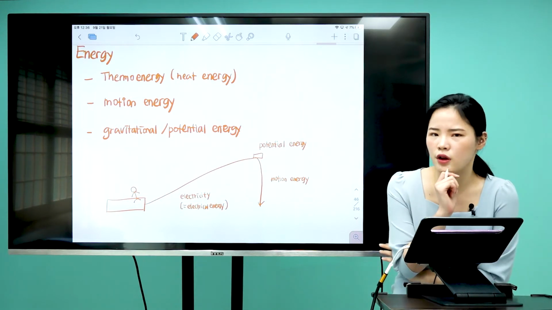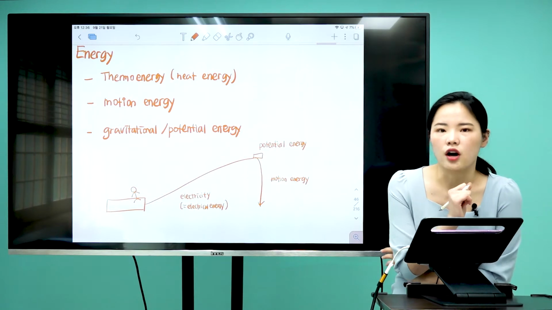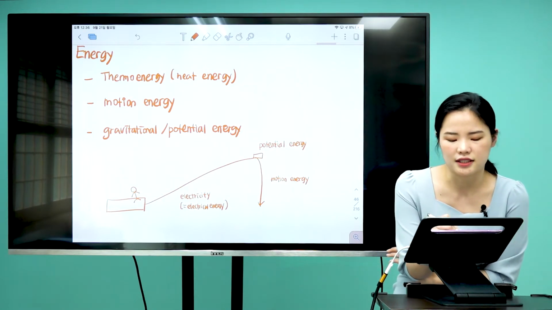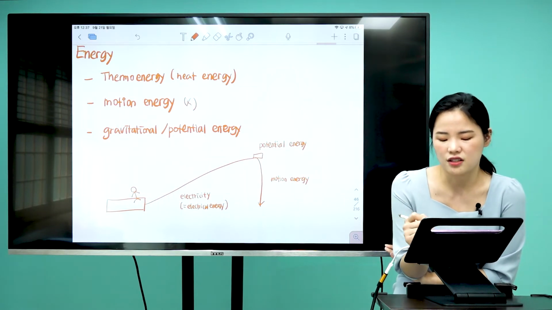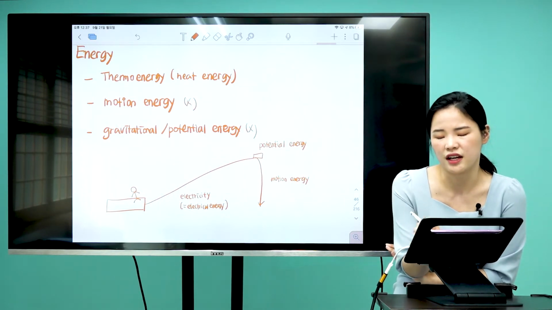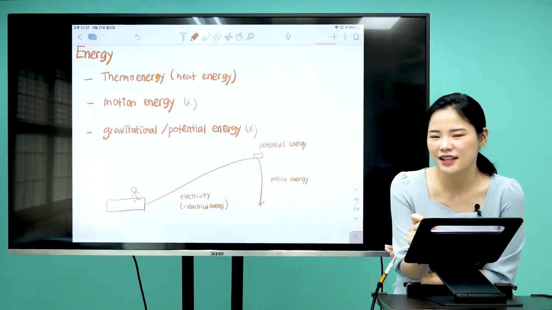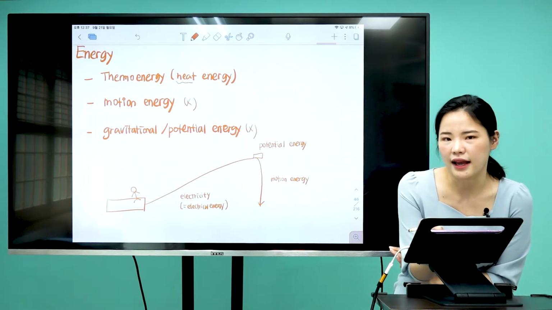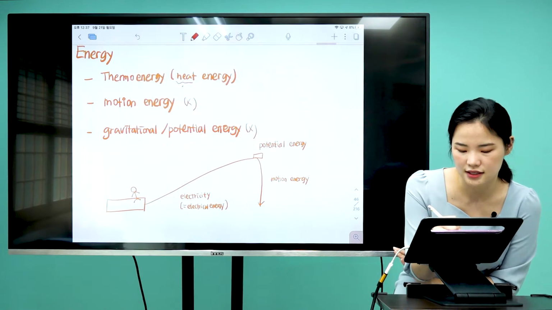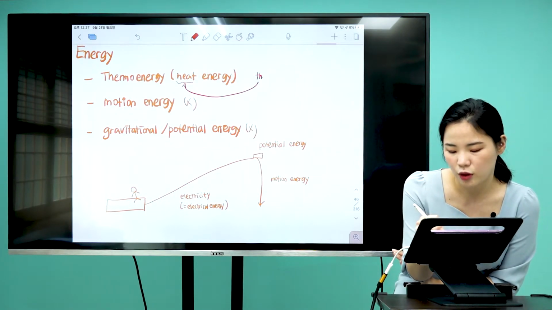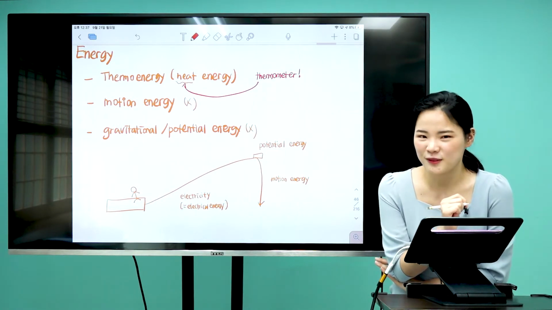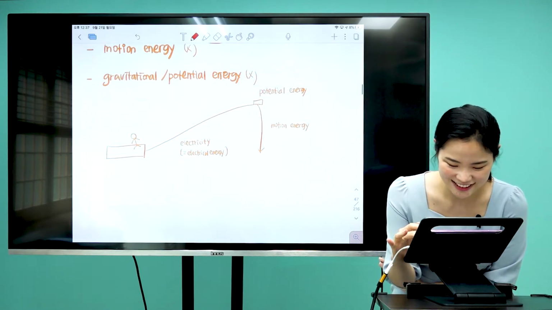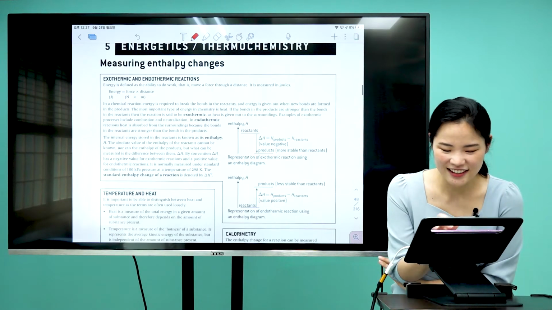So chemists thought, well, we know there are lots of forces and energy, but it seems like motion energy is hard to define, and gravitational or potential energy is hard to define. But we can define heat by how? Yes, thermometer. So that's the invention of thermodynamics. So let's talk about thermodynamics.